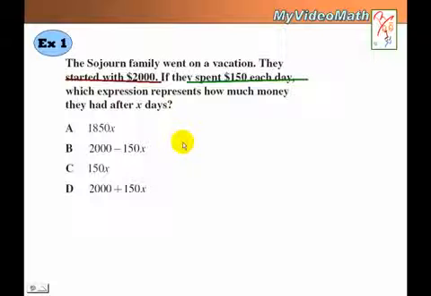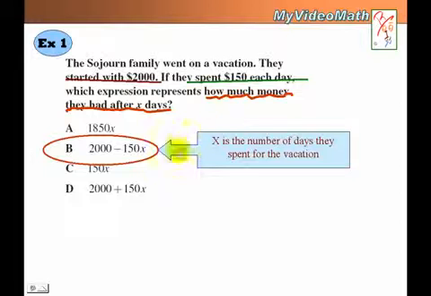And what do we need to know? We need to know the expression that represents how much money they had left after X days. Start with 2,000, spend $150 a day. Therefore, for a number of days they spent on vacation, $150 times X was taken away from that initial $2,000. That would be the answer.